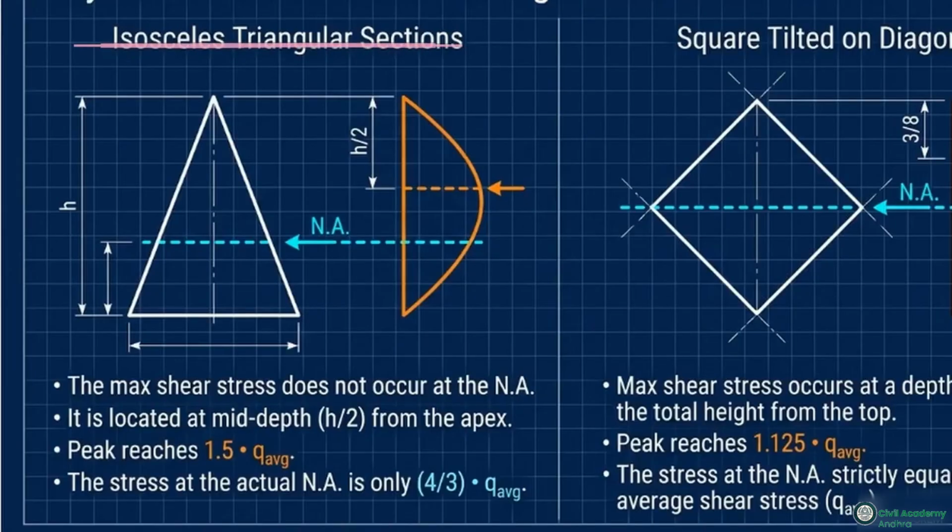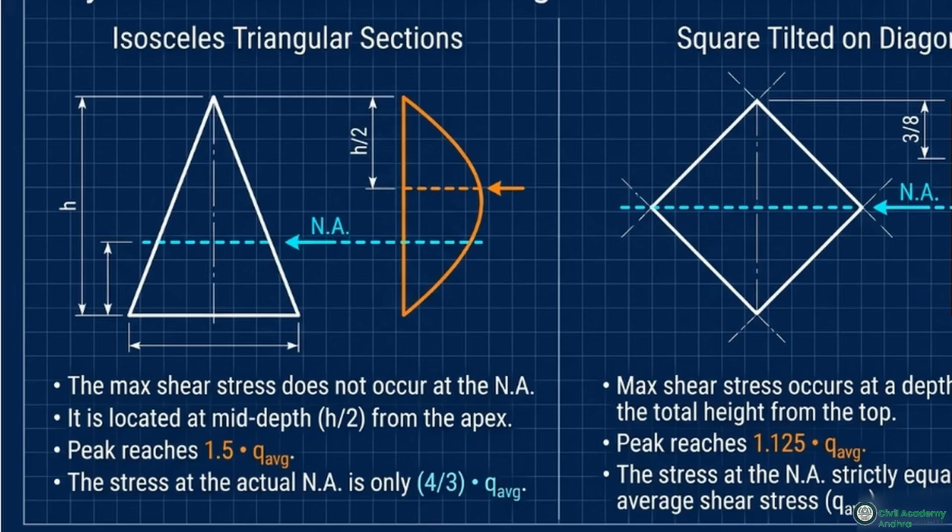The isosceles triangle provides a clear example of this shift. As we move down from the apex, the first moment of area increases, but the width in the denominator also grows. These competing growth rates cause the maximum shear stress to occur at mid-depth, or h/2, rather than at the neutral axis located further down. The stress at the triangle's actual neutral axis is actually lower than the peak stress located above it.